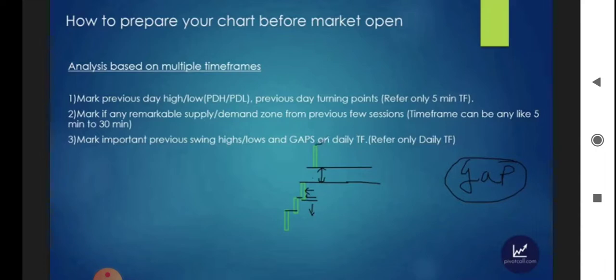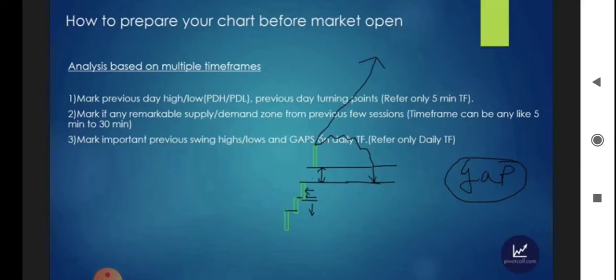That means most of the time, not all the time, most of the time they say market tends to come back and fill the gap. If there is a gap, market tends to come back and fill the gap. That means not every time bullish means the market has to go up like this. Most of the time it comes and fills the gap.